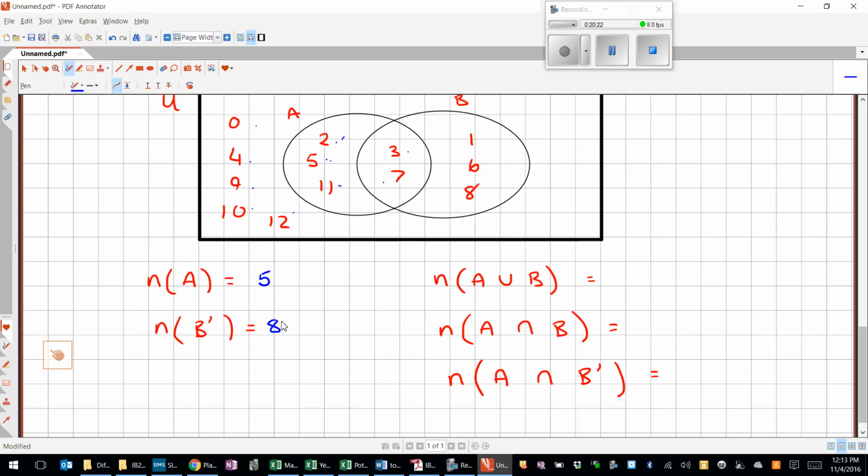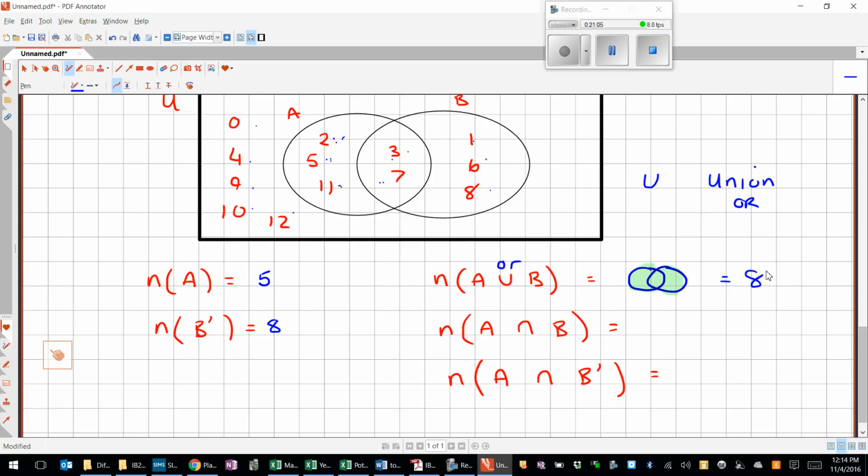Now, this symbol here means union, which means all. So how many in A or B? Basically the union would be when you have both circles and you consider everything in both circles. So we'll get to shading circles in what's coming. That would mean we have 1, 2, 3, 4, 5, 6, 7, 8. There are 8 elements in that region. I agree.